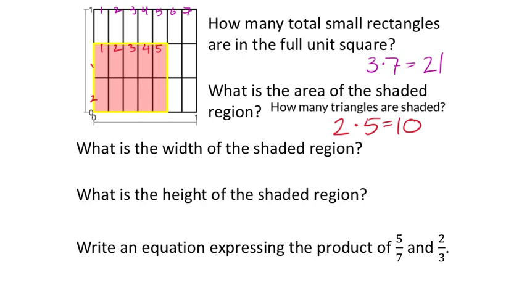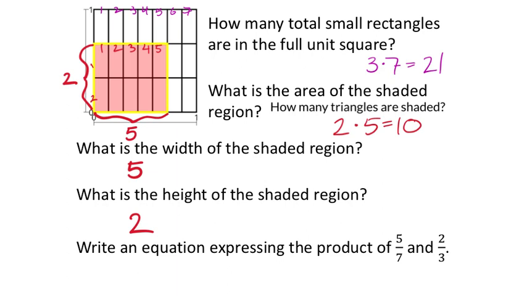In this case, red. So what is the width of the shaded region? Okay, the shaded region, I guess we already counted it. That was 5. It's 5 units here. So that is my width. What is the height of the shaded region? Again, we already counted that as well, but that would be 2. So write an equation expressing the product of 5/7 and 2/3.